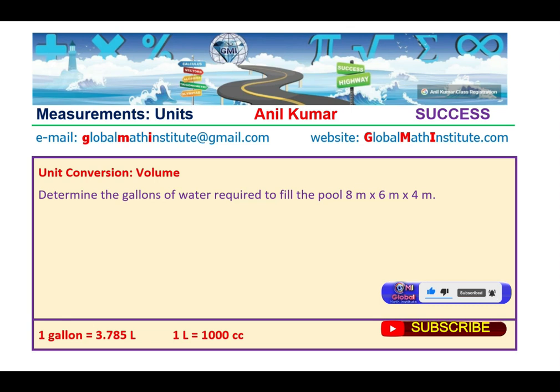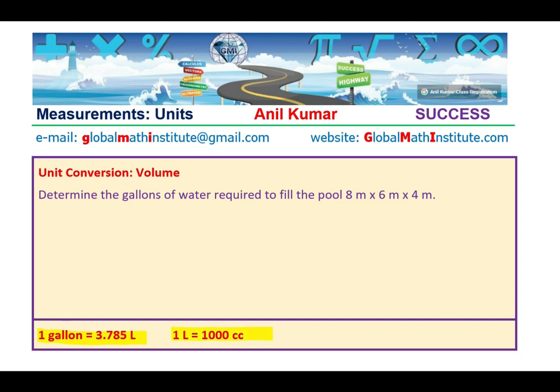So, for that, I've given you two conversion factors. One is 1 gallon is 3.785 liters, and 1 liter is 1000 cc. Cc means centimeter cube. Okay. Use this information to write down the answer. And that is how I'm going to do it. We need to find how many gallons of water is there. So the volume is multiply them all.